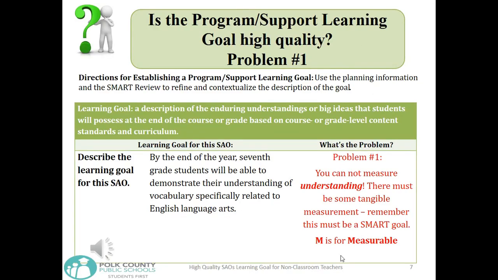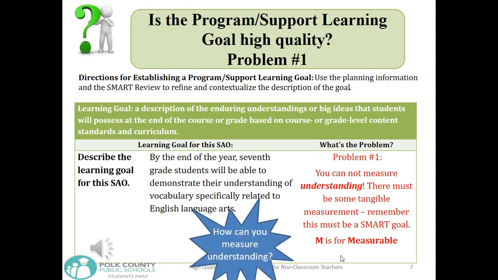The first problem is the use of the word understanding. You cannot measure understanding. There must be some method identified for measuring how you know the target audience have engaged in and learned the knowledge and skills identified in the program or support learning goal. Some examples can include writing, creating, or collaborating. These verbs allow for developing specific criteria for evaluating the quality of teachers' ability to demonstrate the expectations identified in the learning goal.